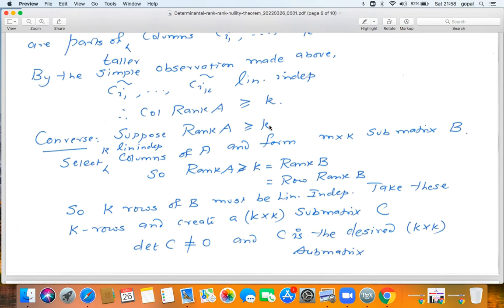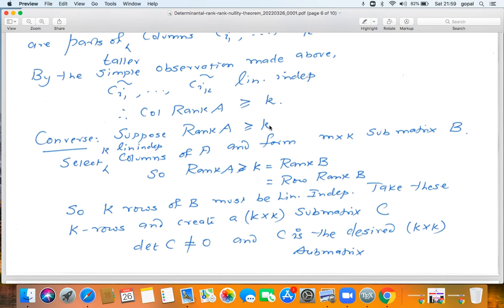How many linearly independent columns does B have? K. So what is the rank of B? K. What is the column rank of B? K. But the column rank of B is the same as the row rank of B, isn't it? So K is the column rank of B, and the column rank of B is the same as the row rank of B. B is an M cross K submatrix. But now, since the row rank of B is K, k rows of B must be linearly independent.